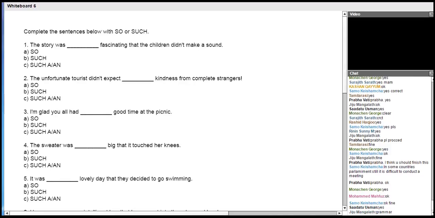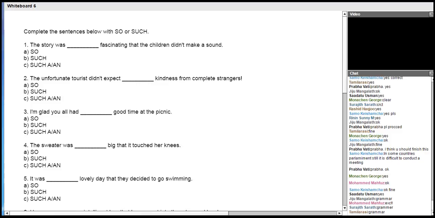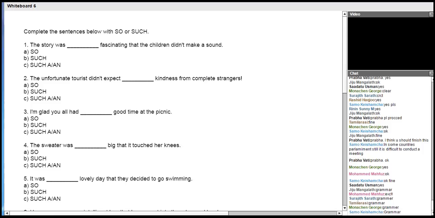I'll go with the majority votes. You have to cast the vote for the same. Jiju is saying grammar. Taman is saying grammar. Most of the people are saying grammar. So let's stick to the grammar. Please solve the exercise which is there on the board. Alright, please solve the exercise which is there on the board.